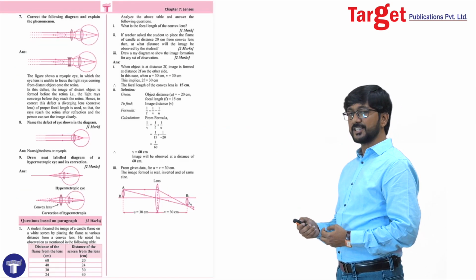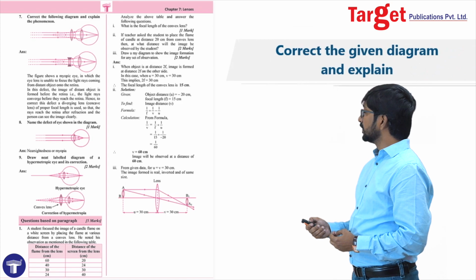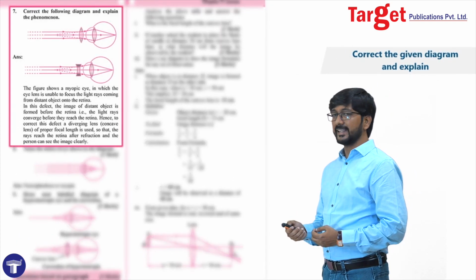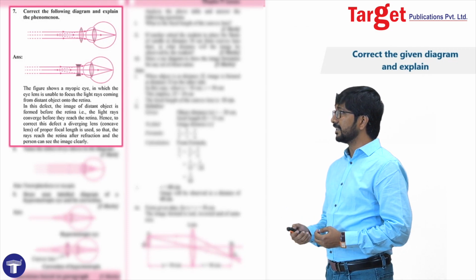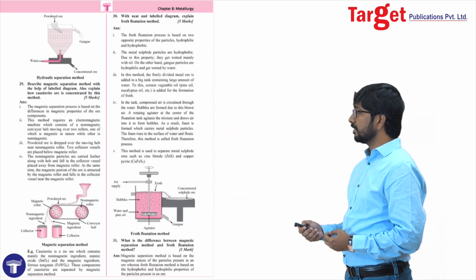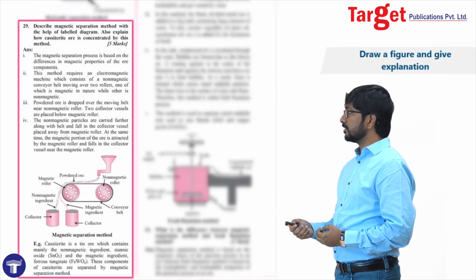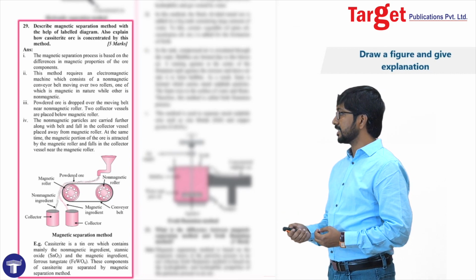Now let us discuss each new question in more detail. Correct the diagram and explain. So here you would be provided with an incorrect diagram. Then you are supposed to correct it and explain it. Then draw a diagram and explain. So here you would be asked to draw a diagram and you are supposed to explain the concept.